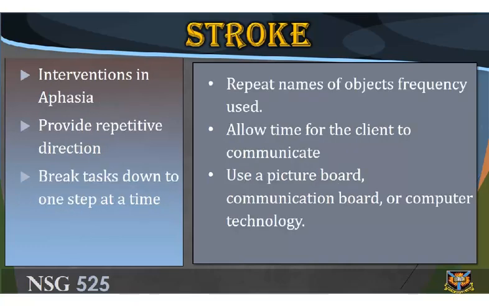Interventions in aphasia. Provide repetitive direction. Break tasks down to one step at a time. Repeat names of objects frequently used. Allow time for the client to communicate. Use a picture board, communication board, or computer technology.